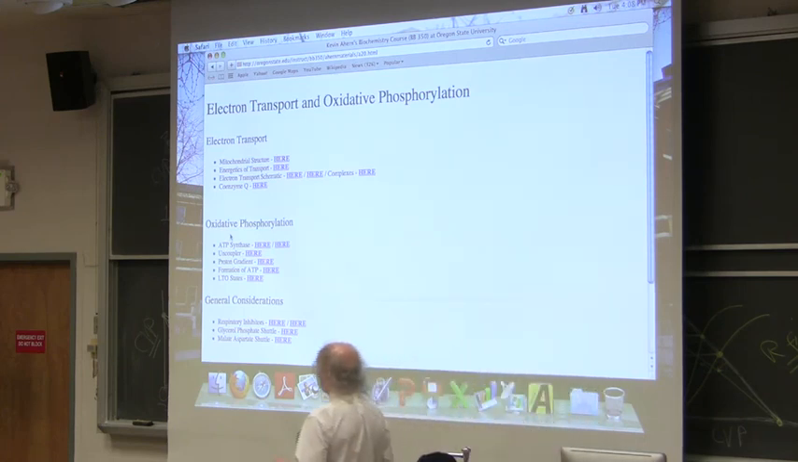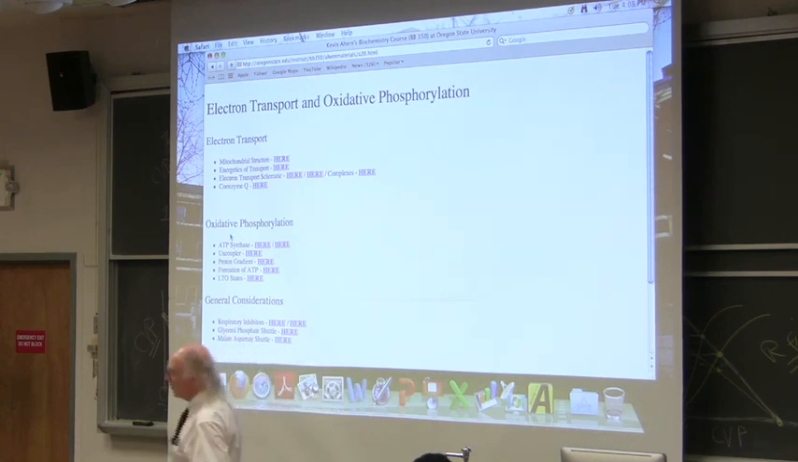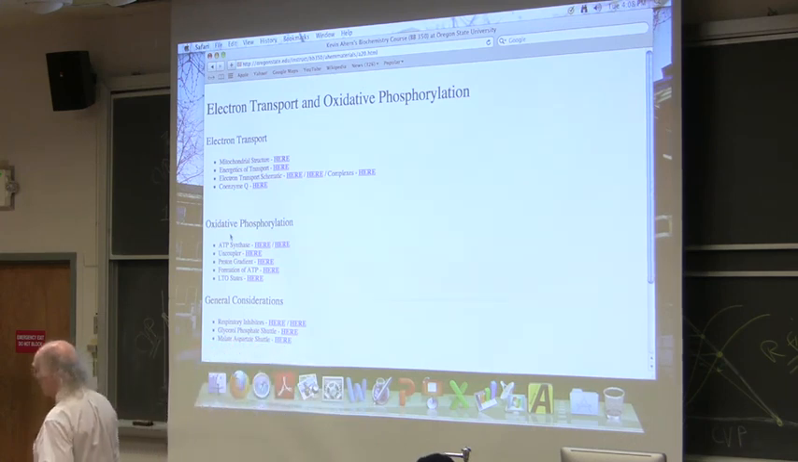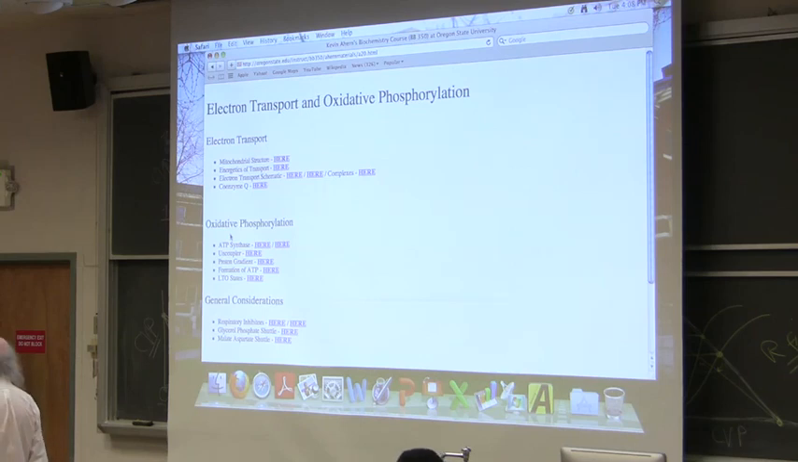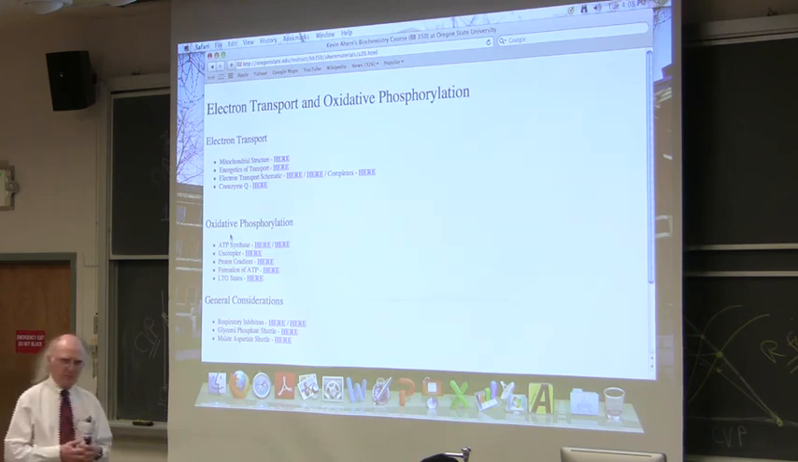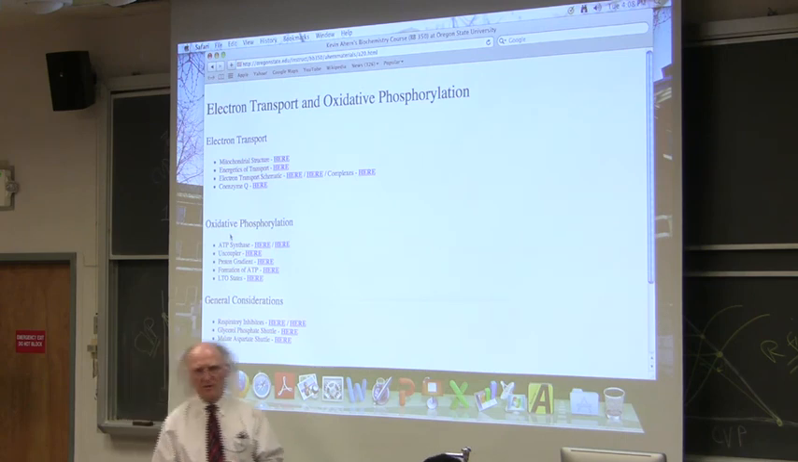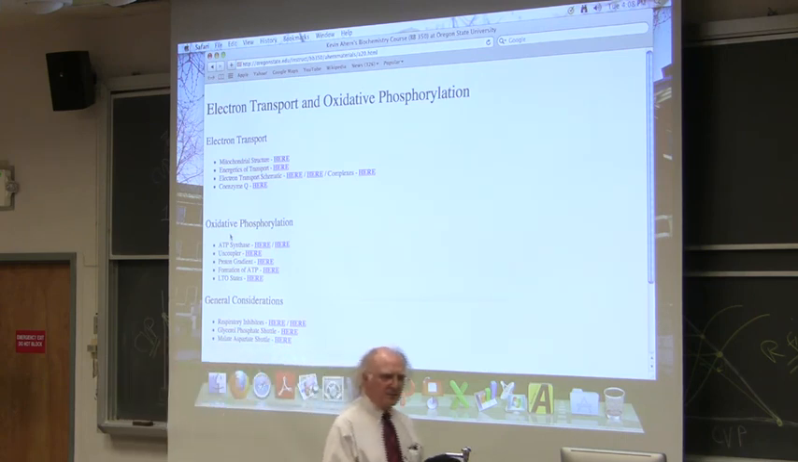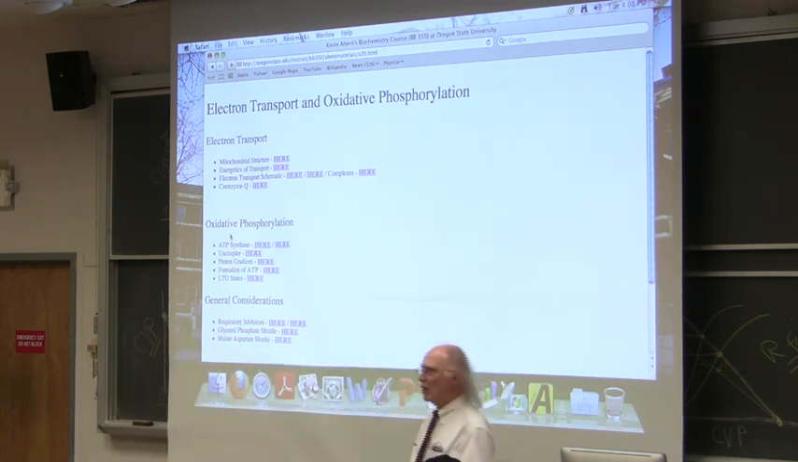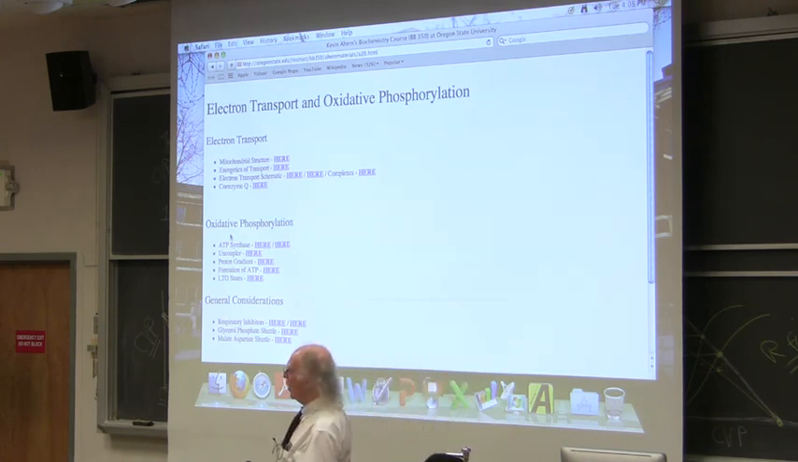It involves 2 processes. It involves electron transport, and it involves oxidative phosphorylation. These 2 processes normally are what we call coupled. They're coupled, meaning that one depends on the other. We could think of them as like codependent people, right? They are codependent. They rely on each other.